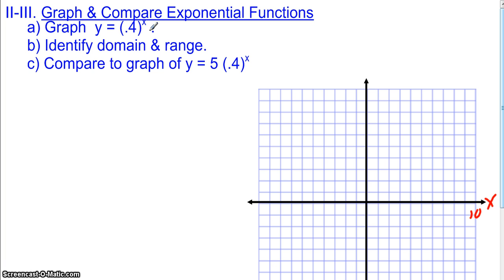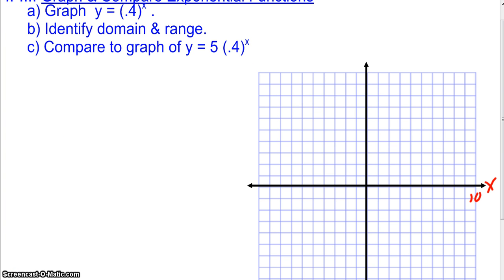What's the place value? 4/10. Good. So this is a fraction, 4/10, which equals how many fifths? 2/5. Do we all understand that's not 1 whole, right? That's a fraction. So it will show us decay. And then we're going to compare it to this one, where we have y equals 5 times 4/10 to the x. Okay?